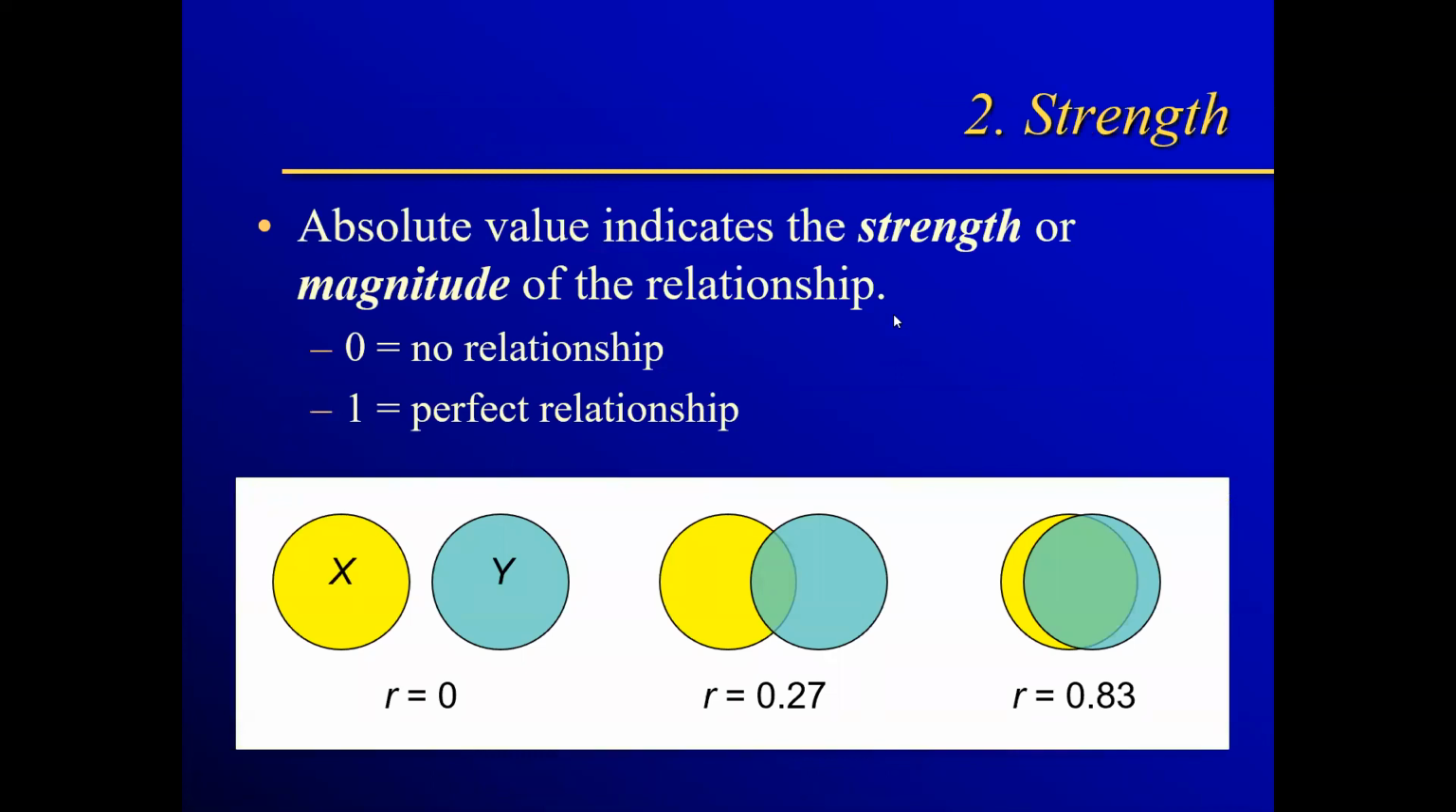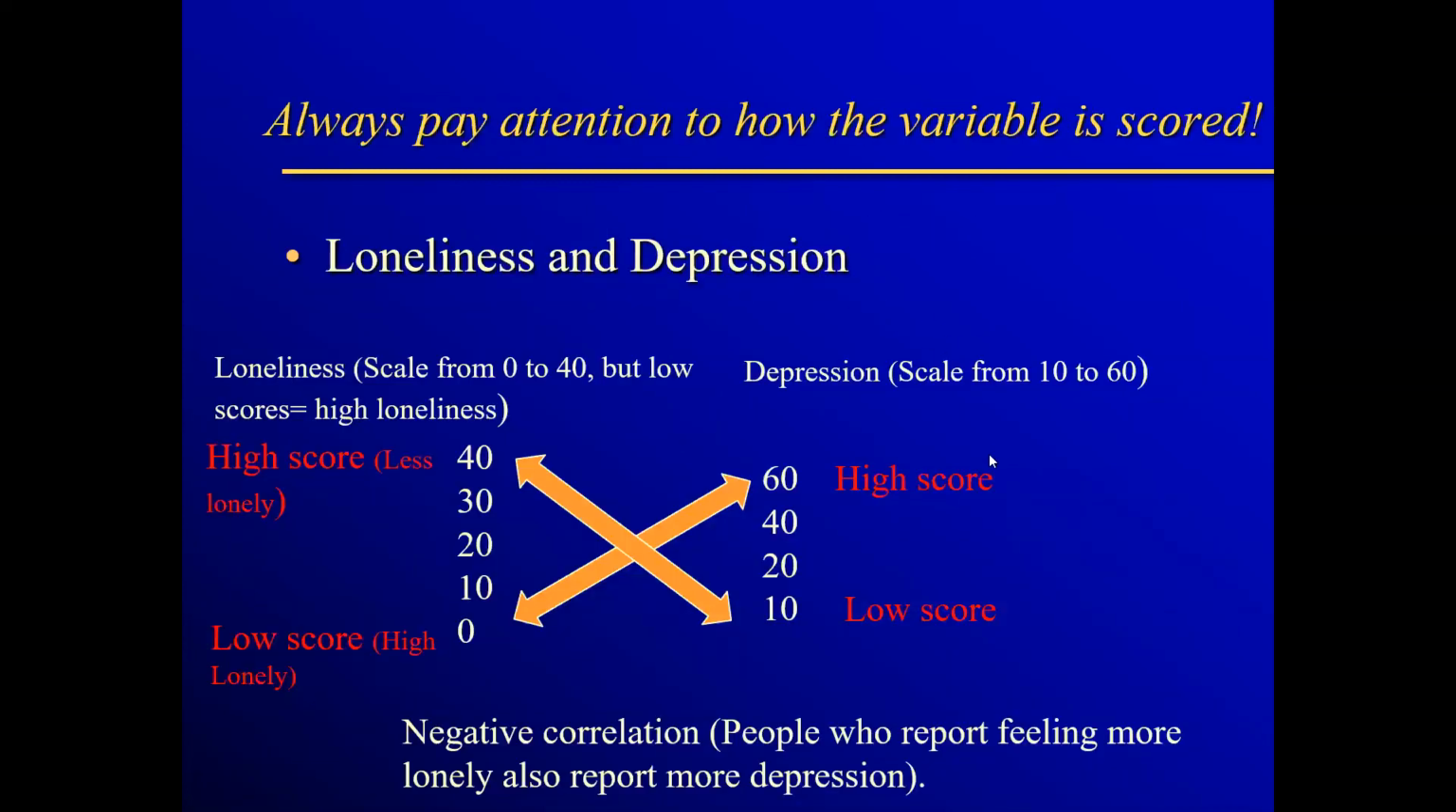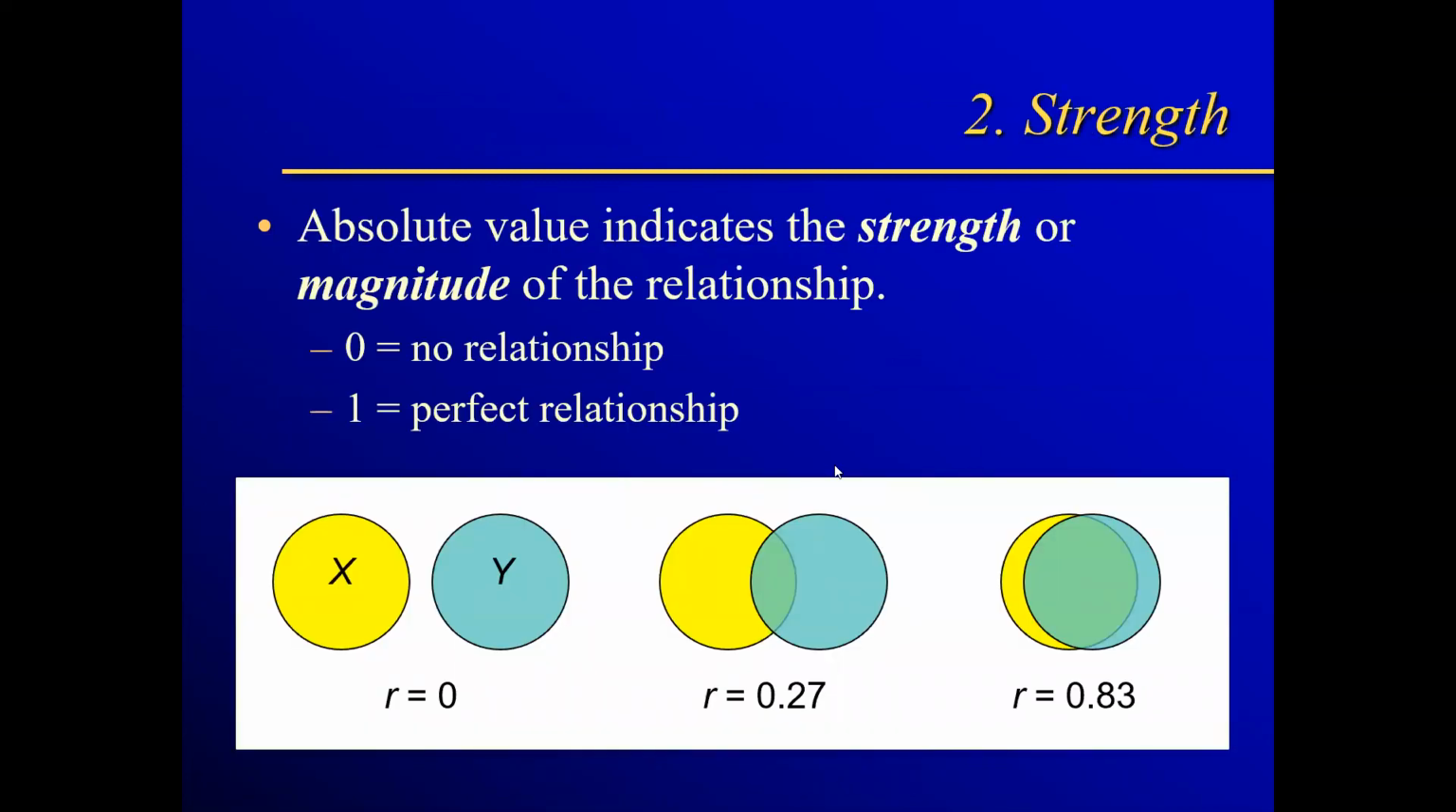All right. So that's the direction, right? If it's a positive number or a negative number, it tells you if it's a positive or a negative correlation. Well, that R value also tells you something else, and that's the strength of the relationship. So the absolute value, so we don't care about the positive or the negative sign now, we just care about the actual number. That number tells us the strength, the magnitude of the relationship. So numbers closer to 0 indicate there's no relationship or a weaker relationship. And a 1 is a perfect relationship.